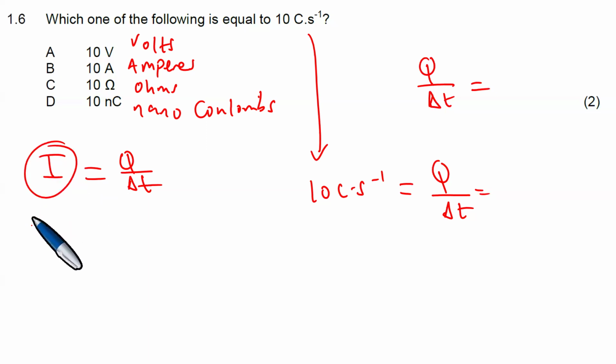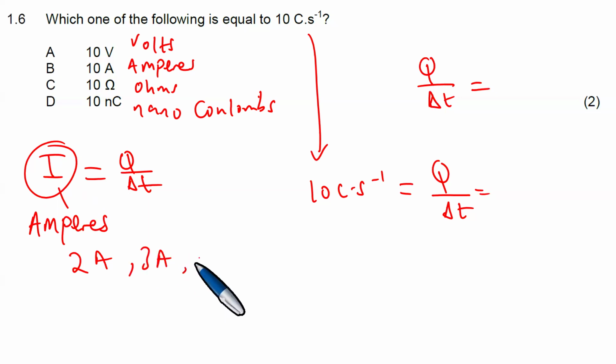Now you know that electric current is measured in what? What do we use to measure electric current? Okay, so this one is measured in amperes. Because you say there are 2 amps, there are 3 amps, there are 4 amperes, and so on and so forth. And we use something we call the ammeter to measure the electric current through a conductor.